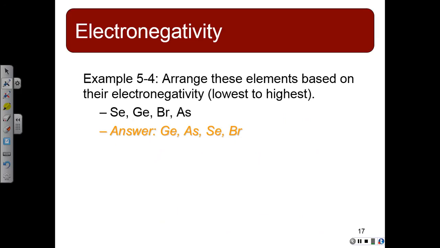So if we arrange these from lowest to highest electronegativity, look at your periodic table and see if you agree with this trend, this setup. The furthest away from fluorine is going to be the first element.